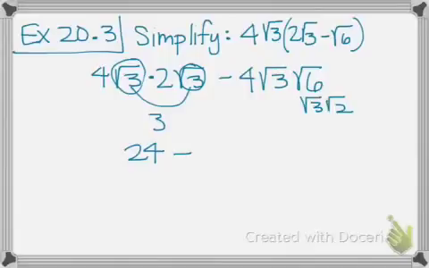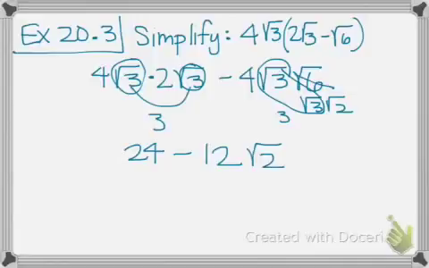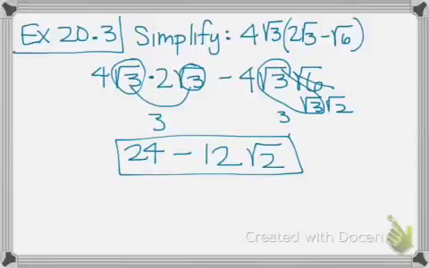And then on the right, we have 6 is the square root of 3 times the square root of 2, which makes us a pair. So square root of 3 times square root of 3 is 3. 4 times 3 is 12, so we have minus 12 square roots of 2. 24 does not have a square root with it, and 12 does. We cannot simplify this any further, so the answer is 24 minus 12 square roots of 2.